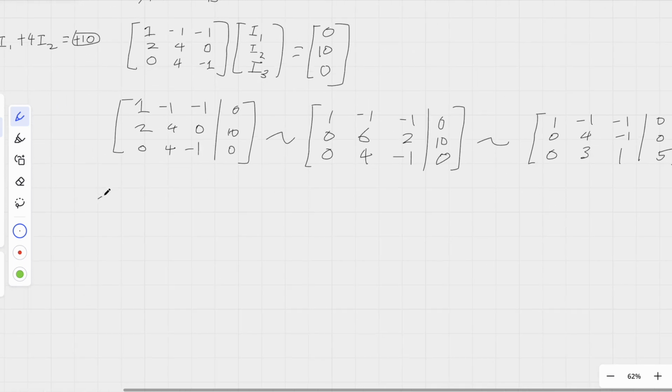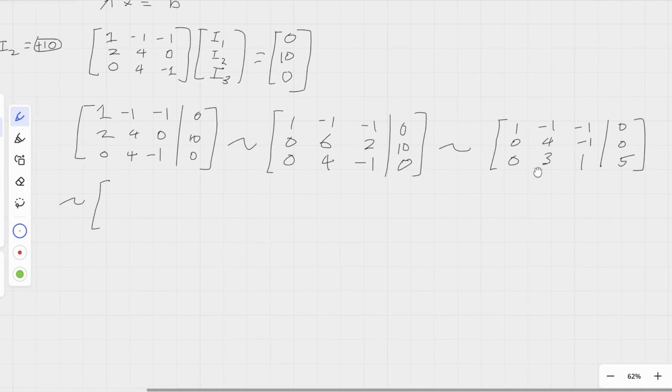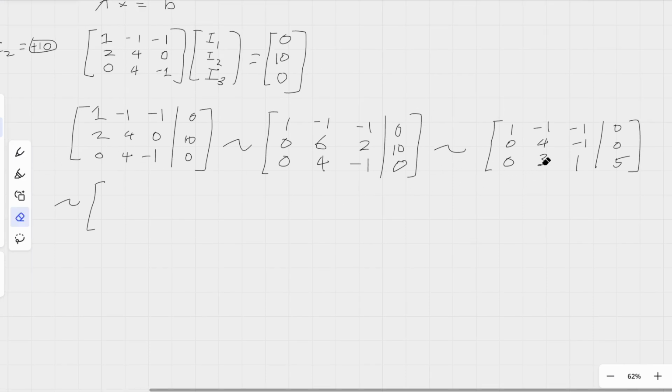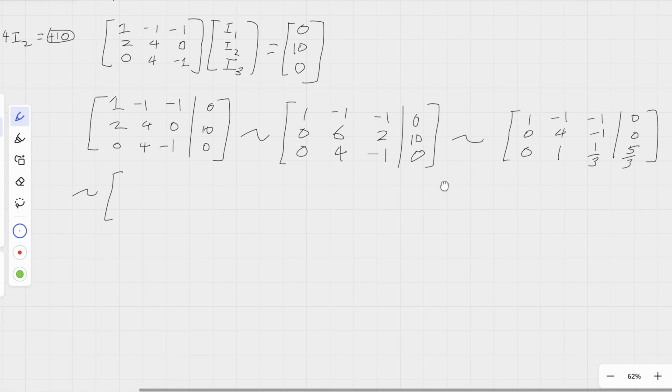And now we can do, what is it? Oh, we could divide this by 3 again. Oh, I guess we can change this. It'll be kind of ugly though. It'll be 1/3, and 5/3. That we'll have to do.